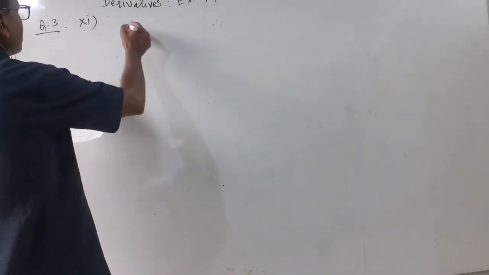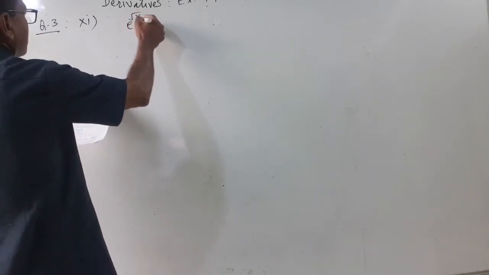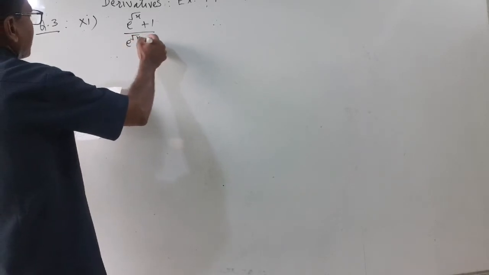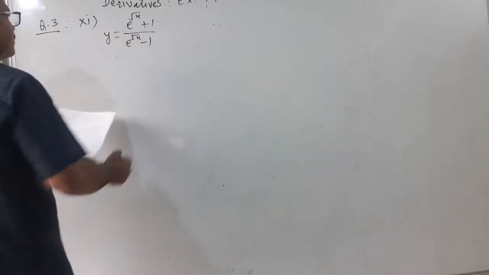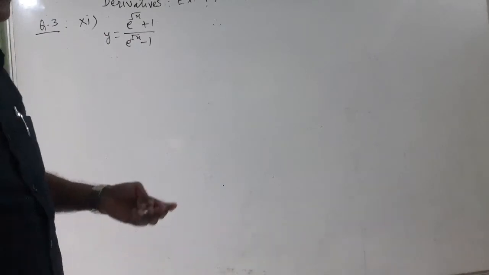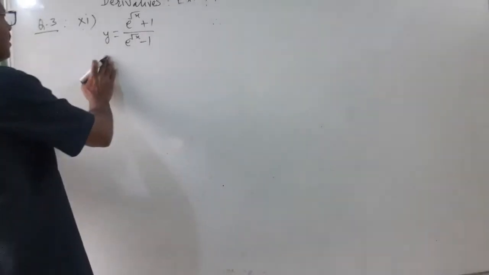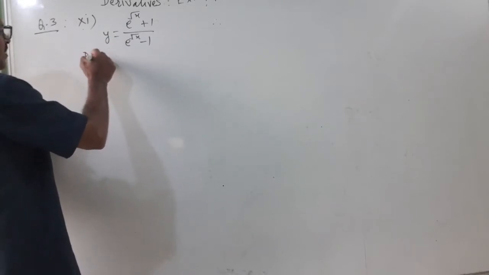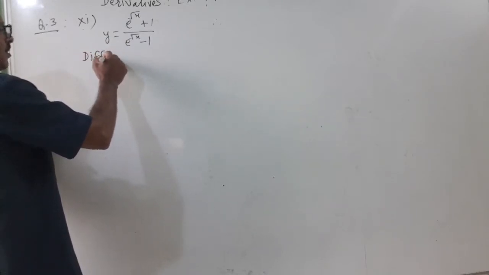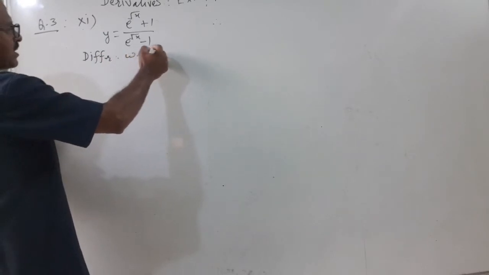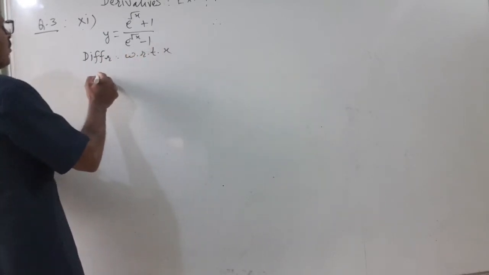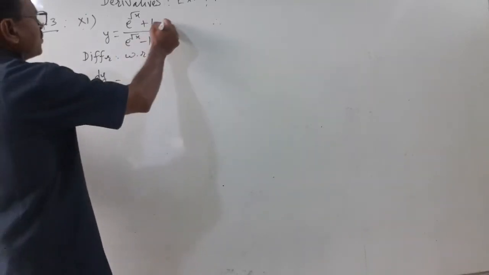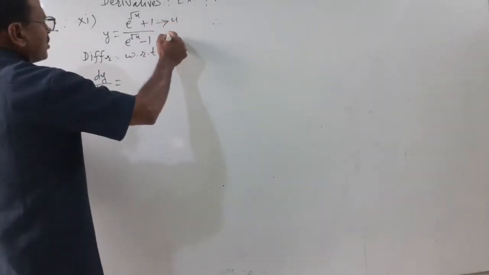11th sum: y equals (e^√x + 1) upon (e^√x − 1). Directly here we will simplify it. In the same way we will go on differentiating with respect to x.